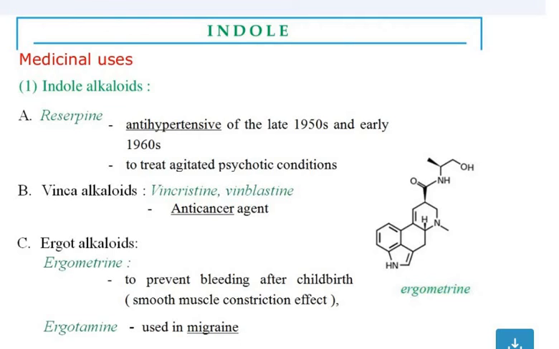Now, applications. Medicinal uses. Indole alkaloids. Reserpine. Reserpine, an antihypertensive of the late 1950s and early 1960s, to treat agitated psychotic conditions. Vinca alkaloids, vincristine and vinblastine, anti-cancer agents. Ergot alkaloids, ergometrine to prevent bleeding after childbirth, with smooth muscle constriction effects. Ergotamine is used in migraines.